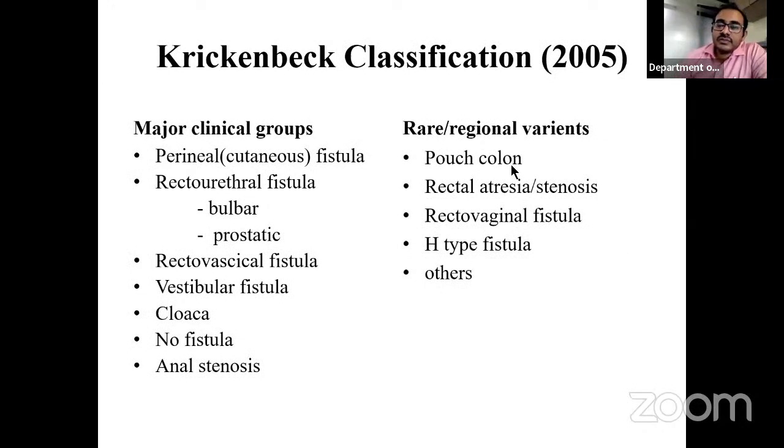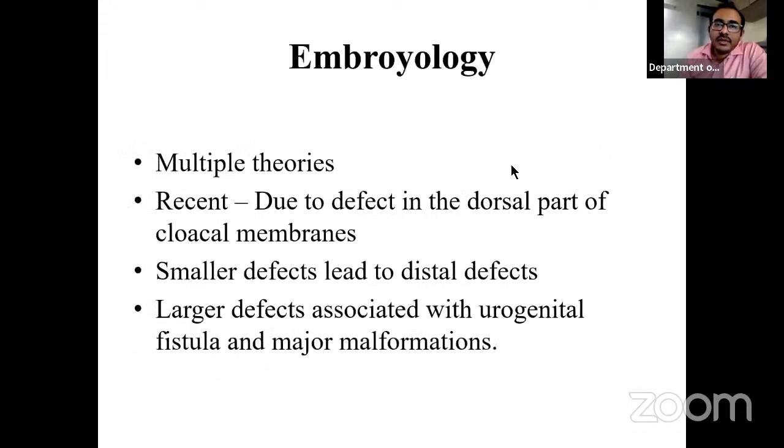Then rectal atresia or stenosis, which is also a very rare anomaly, and rectovaginal fistula and H-type fistula, where anus and vagina both are patent and normally formed, but there is a tract communicating both of them, and others which are very rare anomalies. Now, embryology.